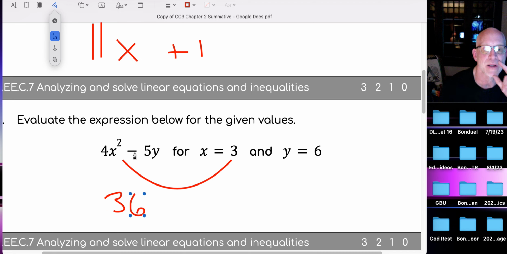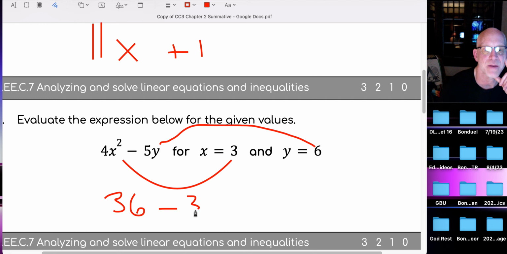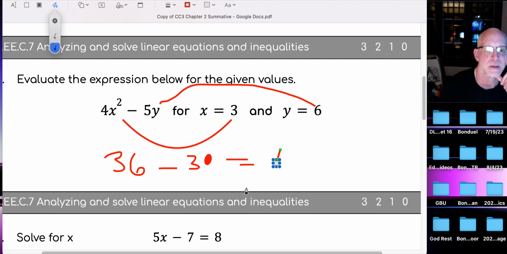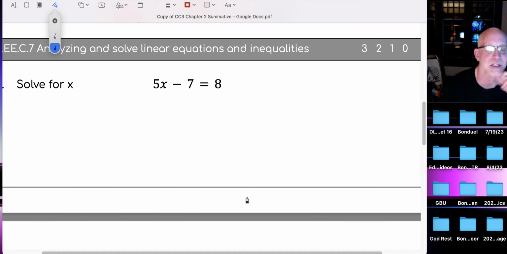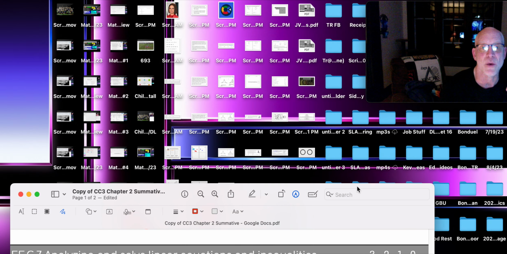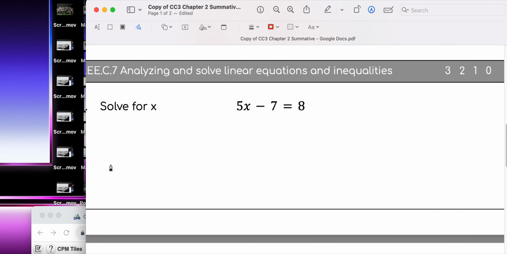Okay. Now we look at this one. What's 5 times 6? So then we take away 30, and it equals 6. Last one, solve for x. So I said in this one, what kind of mat do we need? We need an equation mat number 2. So we want 5x minus 7 equals 8.